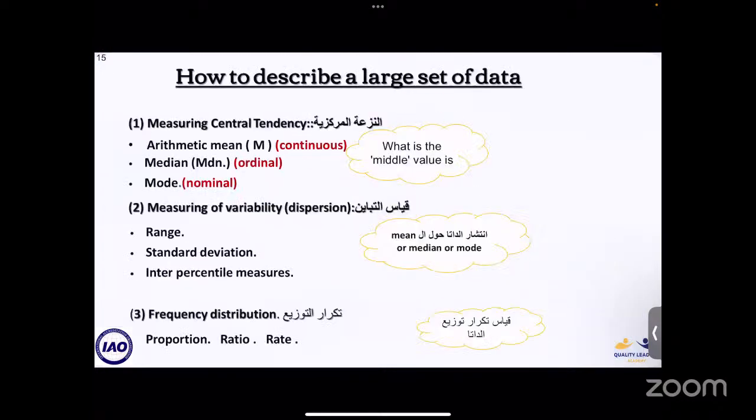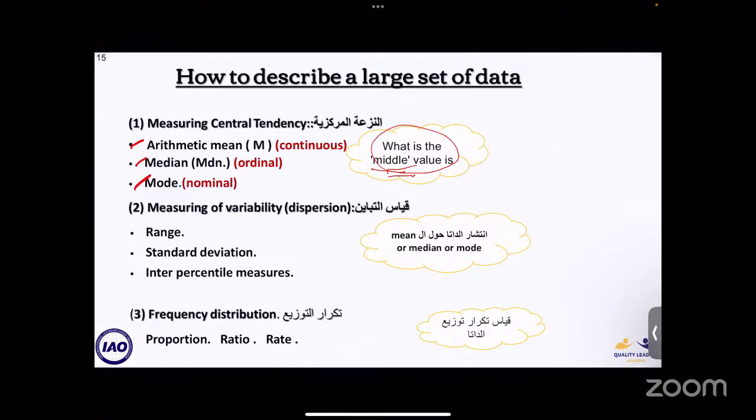So, how do we describe a large set of data? Here we have to measure the central tendency, which focuses on identifying the middle value or the central point in a data set. It answers the question, what is the average or middle value? There are three types of measures of central tendency. We have the arithmetic mean, the median, and the mode, the nominal.